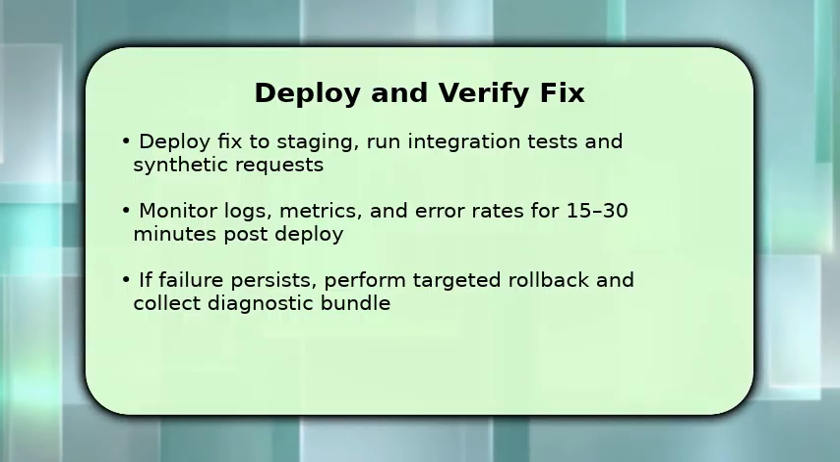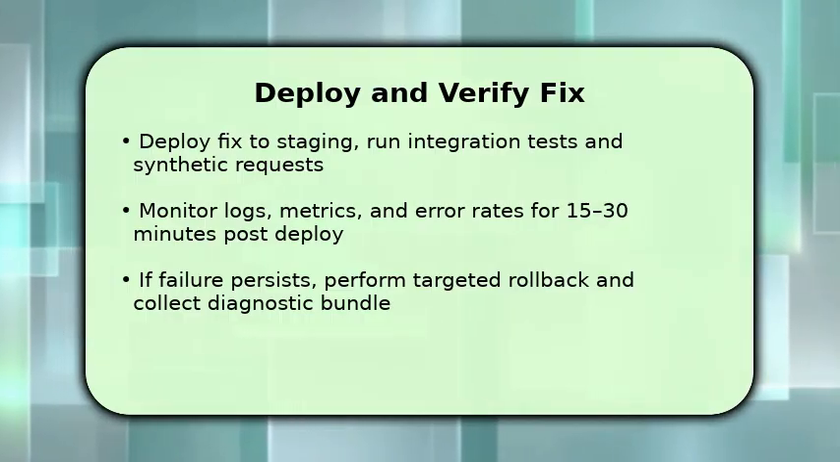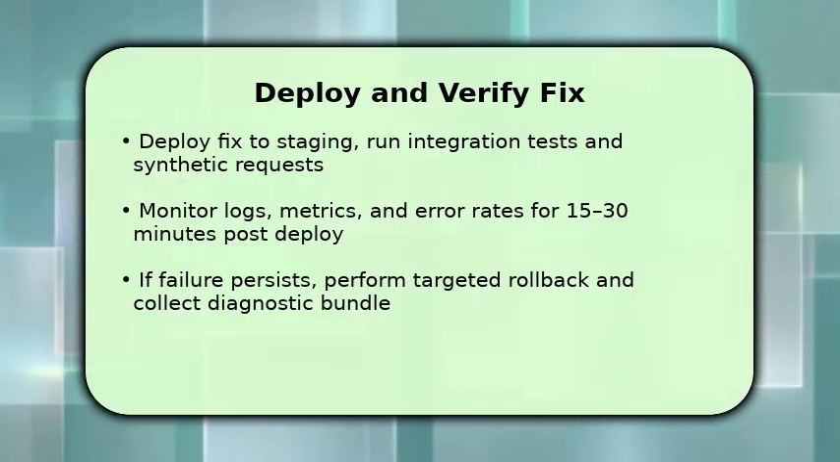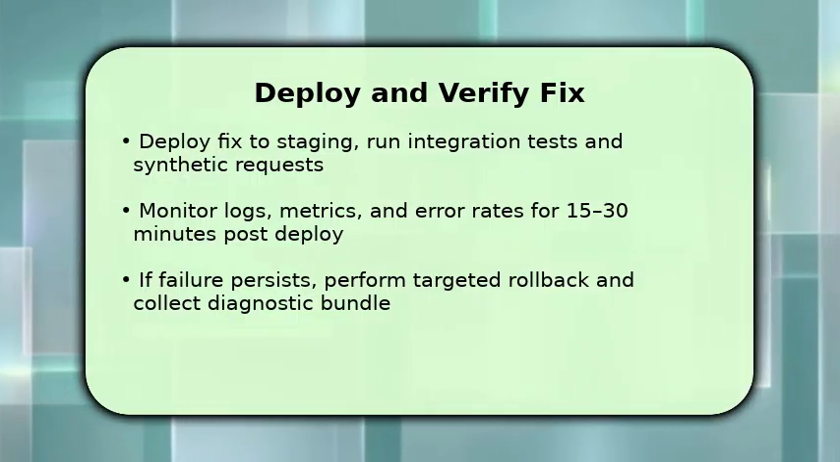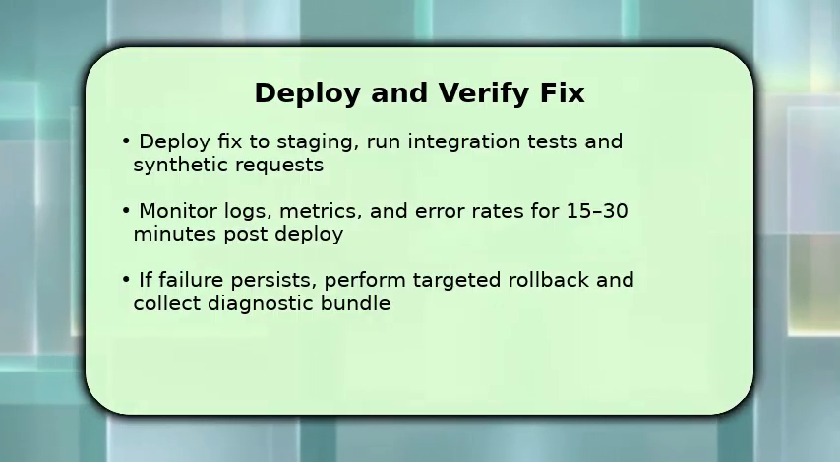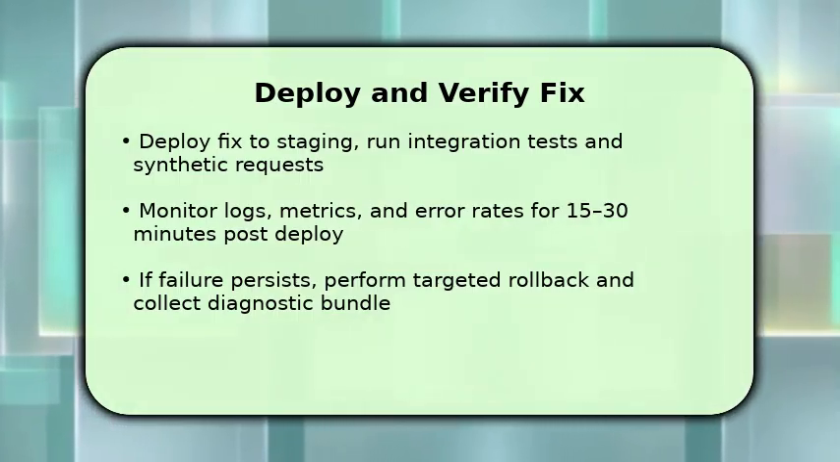If anomalies reappear, perform a targeted rollback and capture a diagnostic bundle including logs, heap dumps, and process snapshots. As a troubleshooting tip, if errors persist, compare live and staging envs for subtle config drift, such as environment variables.